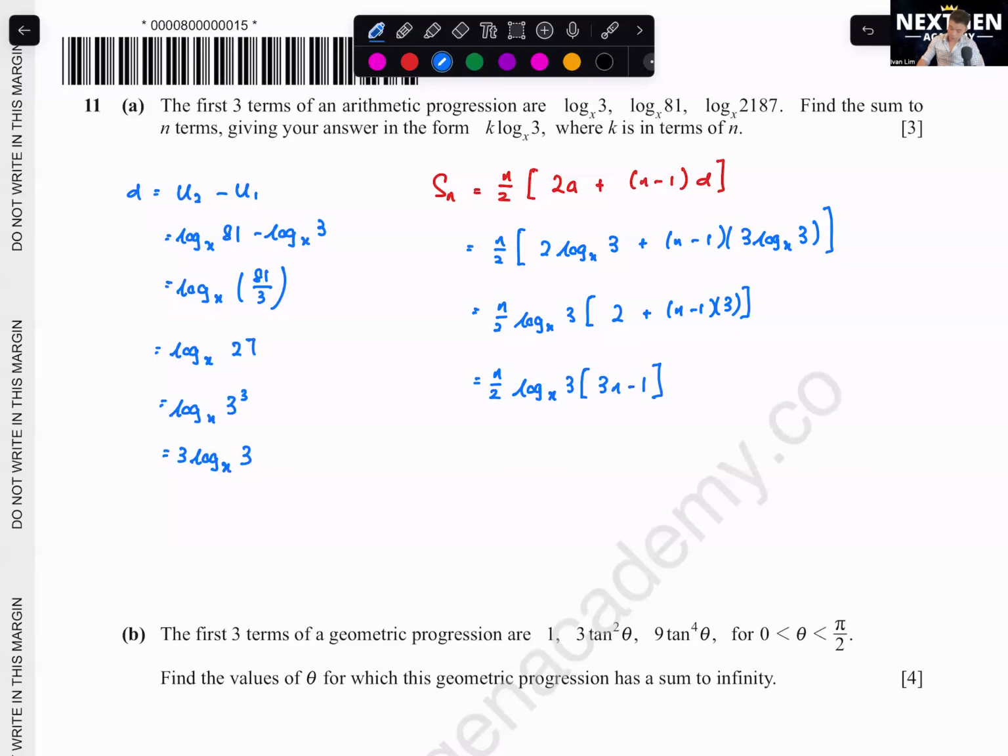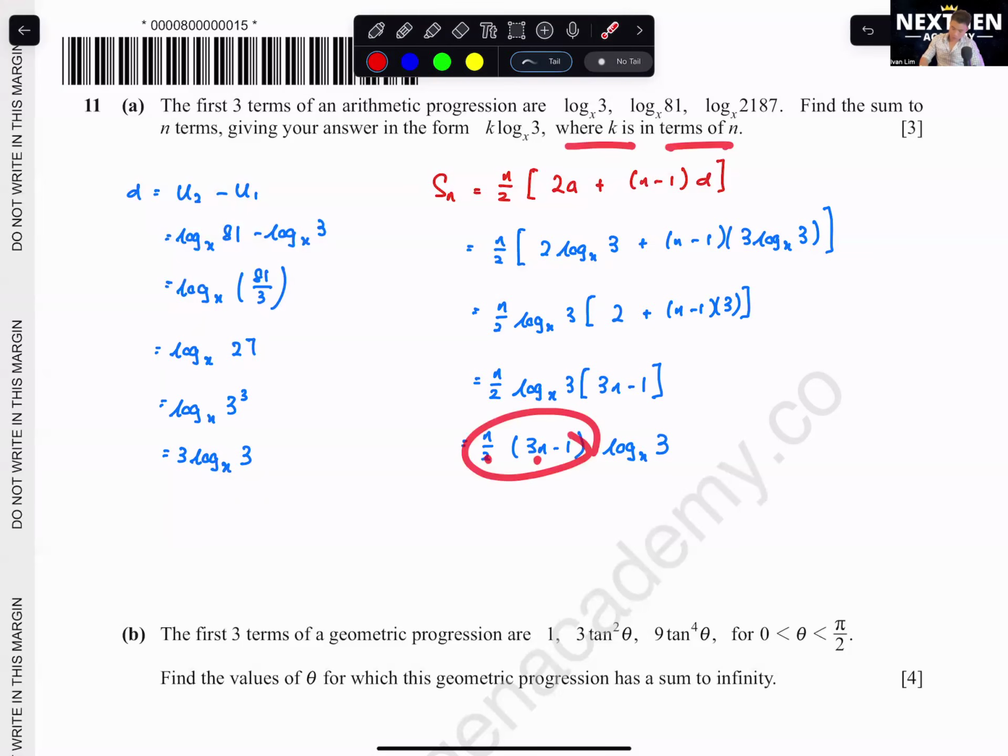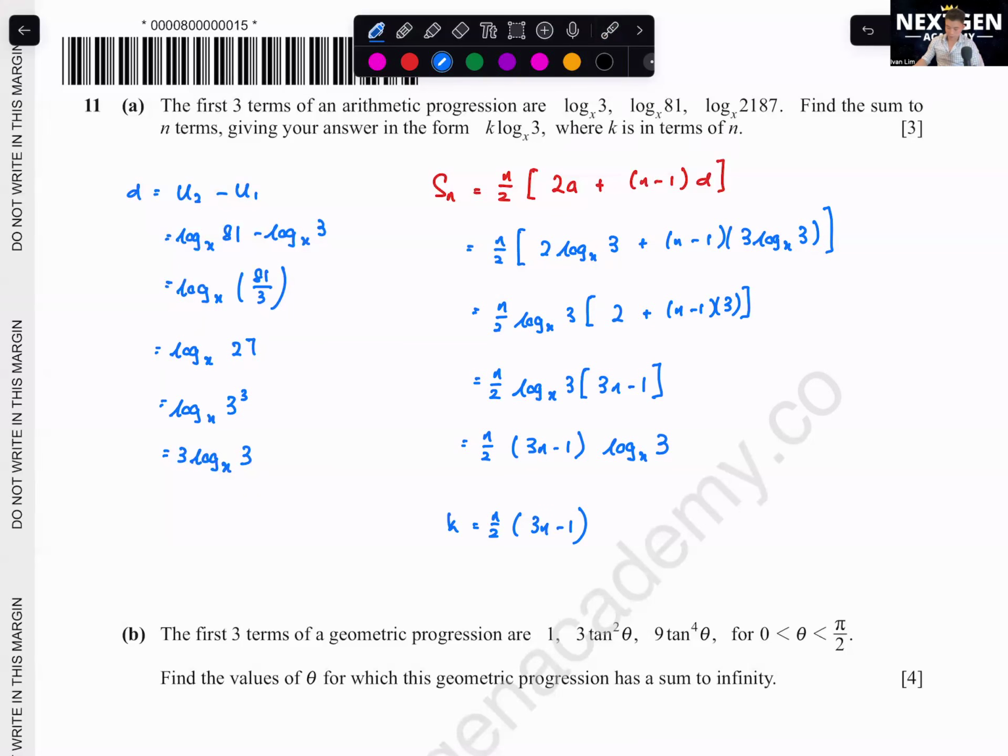They want the log x 3 behind, so we just rearrange it: n over 2 times (3n minus 1) log x 3. They say k is in terms of n, so this can be our k value. K is n over 2 times (3n minus 1). Again, not necessary for you to write this down, but it's up to you. If you want to open up the bracket, you can also. This is k.